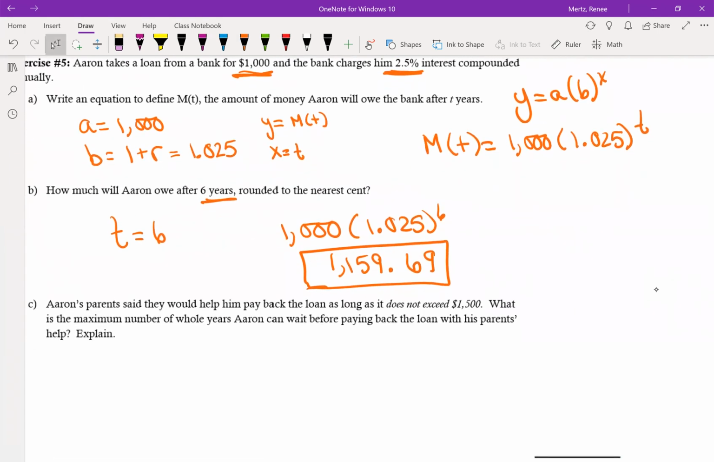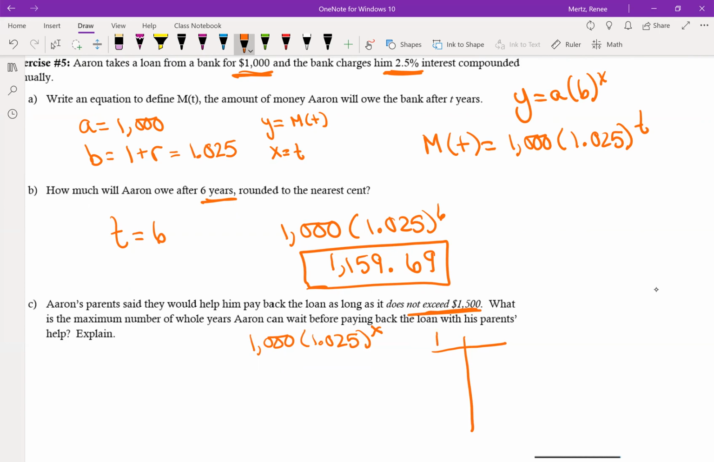Aaron's parents said they would help him pay back the loan as long as it does not exceed $1,500. What is the maximum number of whole years Aaron can wait before paying back the loan with his parents' help? Explain. So again, I would go to my graphing calculator. I would type in 1,000 times 1.025 to the t power, or x. Yeah, put an x in the calculator. We're looking for the last time the graph is less than 1,500. So type it in your y equals. Let's copy down the table.